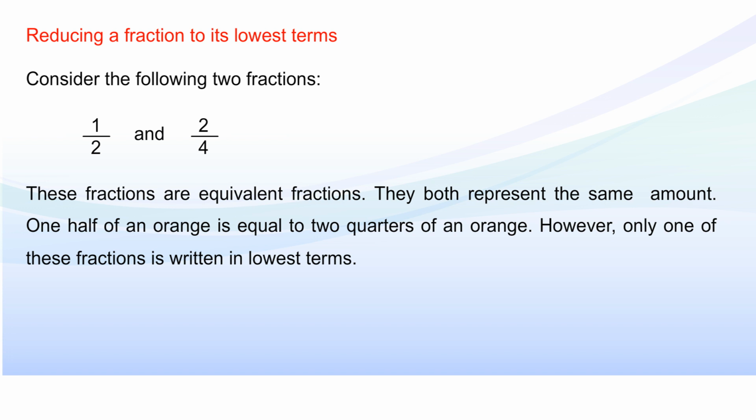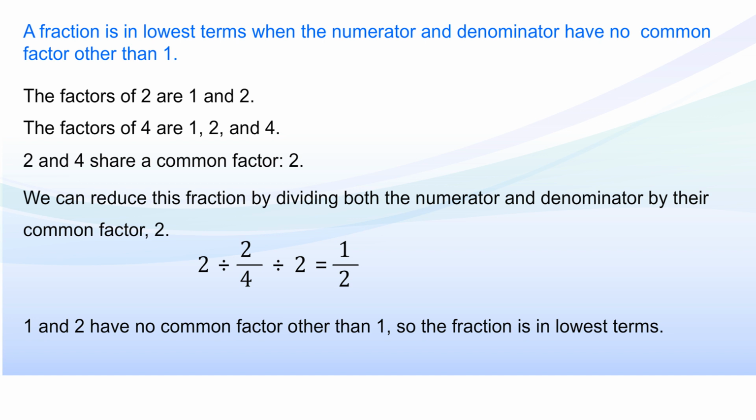However, only one of these fractions is written in lowest terms. A fraction is in lowest terms when the numerator and denominator have no common factor other than 1. The factors of 2 are 1 and 2. The factors of 4 are 1, 2 and 4. 2 and 4 share a common factor 2.